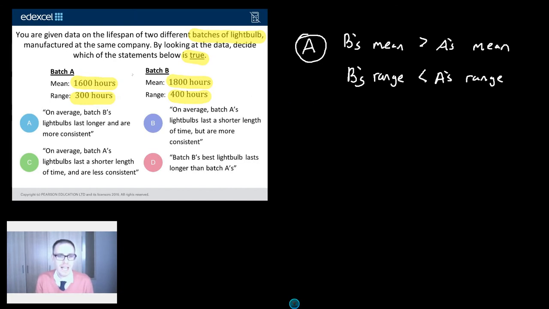B's mean is greater than A's, looking good, strong start. But B's range is also greater than A's, so they are not more consistent, they are more spread out. So that's not looking good, but that's okay, that's one down, that's fine.